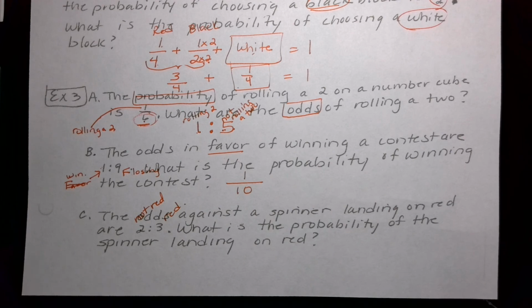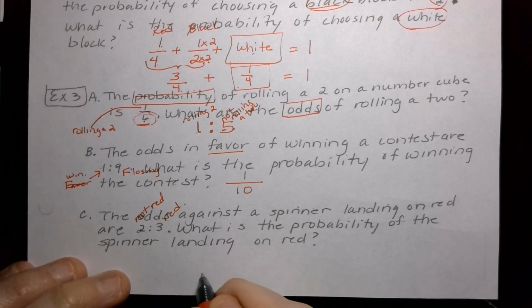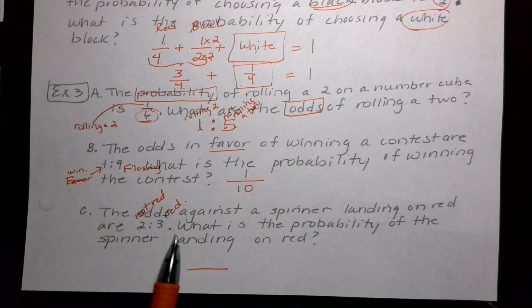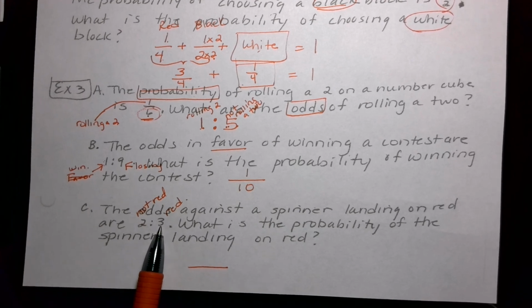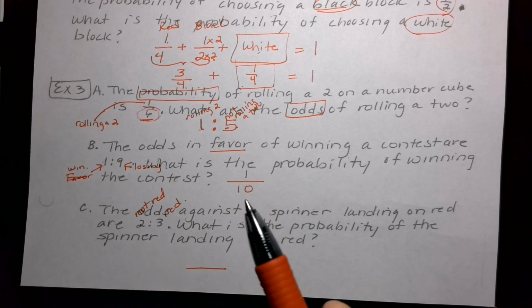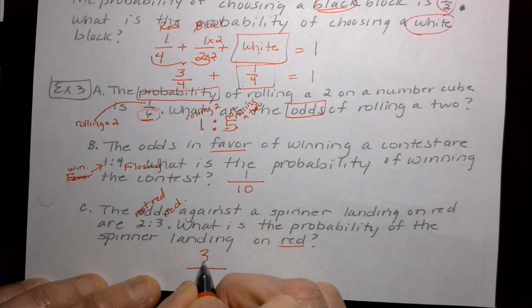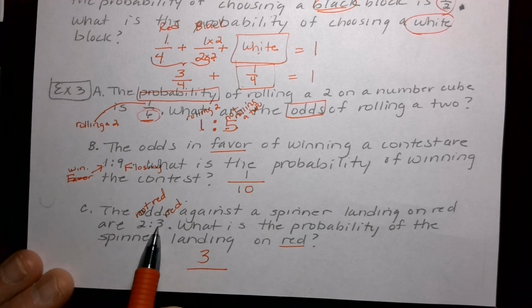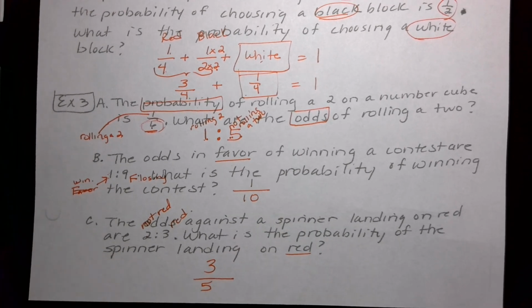So what's the probability of the spinner landing on red? Well, this is a little trickier because, see, it's not always the first one. Up here it was the 1. That's why you really need to understand what those represent. In this case, the 3 is what's representing the red, isn't it? So the 3 is going to go on the top. But my total on the bottom is figured out the same. You add them together, and we're done.